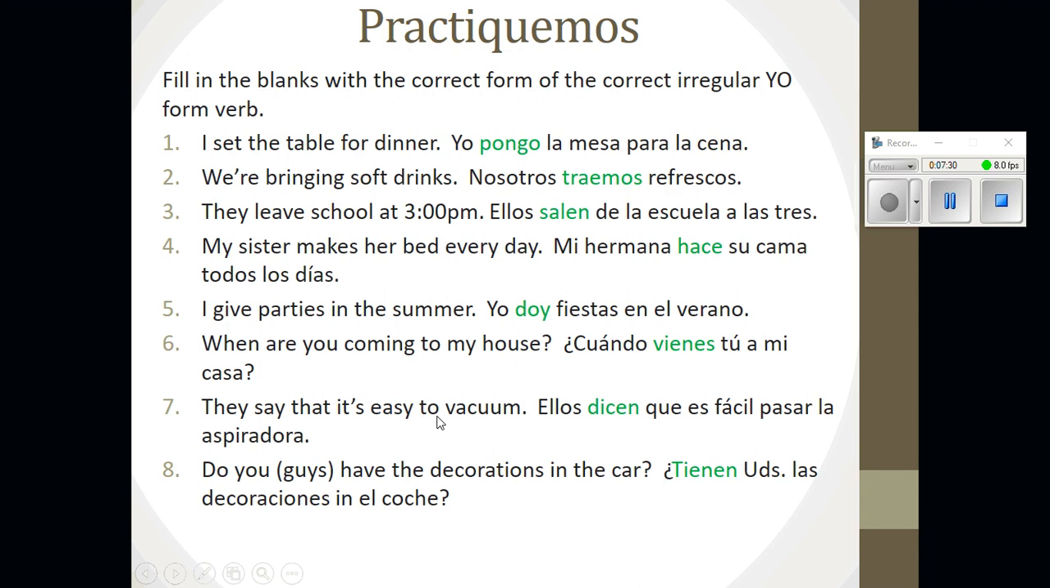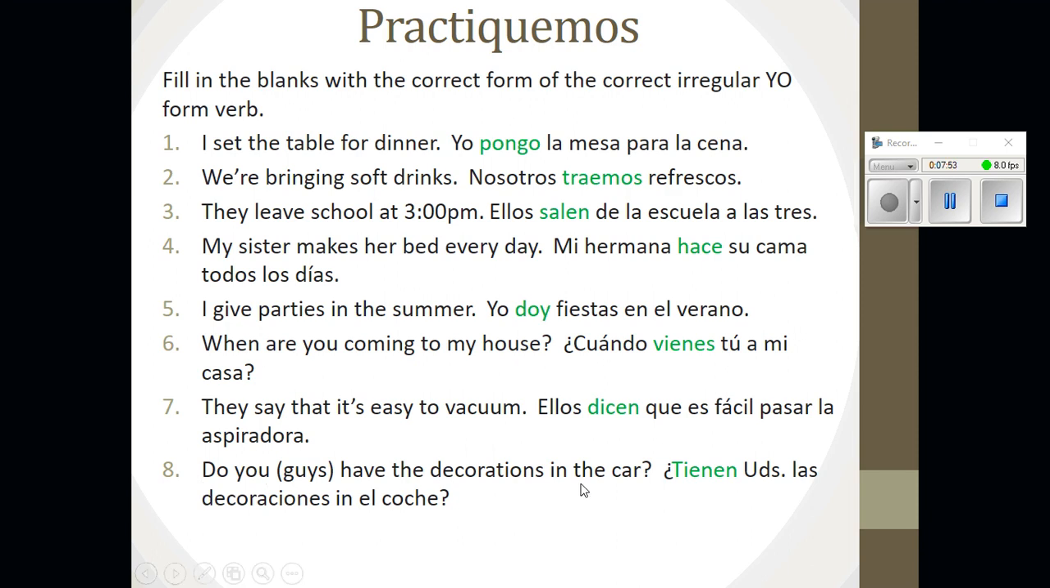They say that it's easy to vacuum. Okay, our subject is they, or ellos, not yo. Okay, so we need to follow the normal rules. Okay, decir means to say. We know it's an E to I stem changer, so we'll stem change this in the ellos form. We'll drop the ending and add en. Ellos dicen que es fácil pasar la aspiradora.